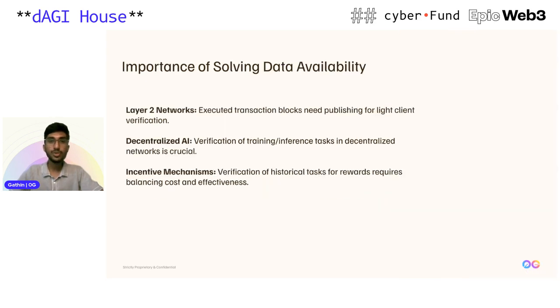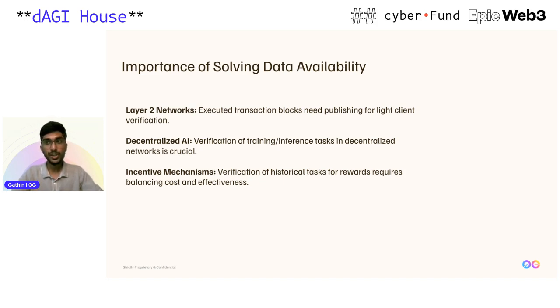So why do we need to solve the data availability problem? For example, let us start with layer 2 networks. The executed transaction blocks need publishing for light client verification. As I told you, the light clients need to access some particular data. They may not store the complete data from the origin till the current block, but they might need to access a certain point of data which was previously stored in the blockchain.